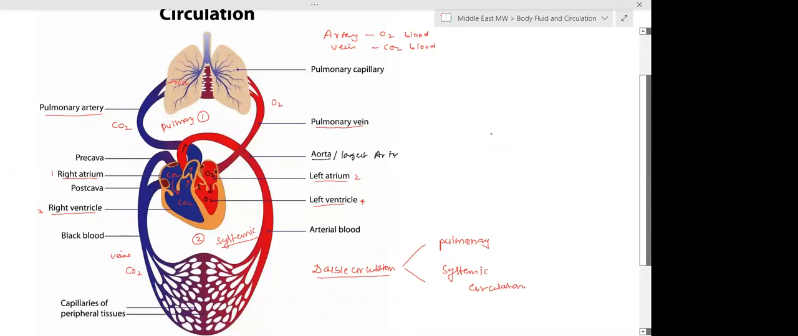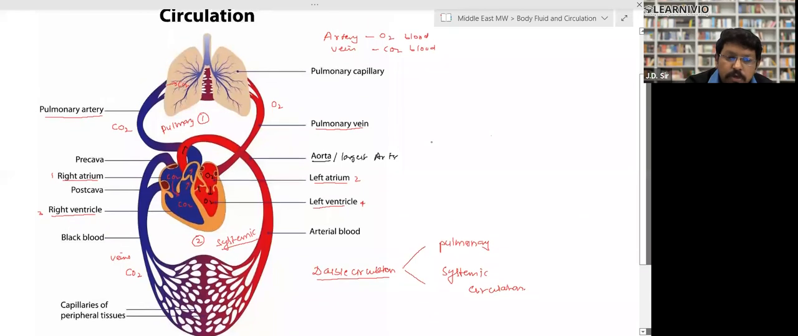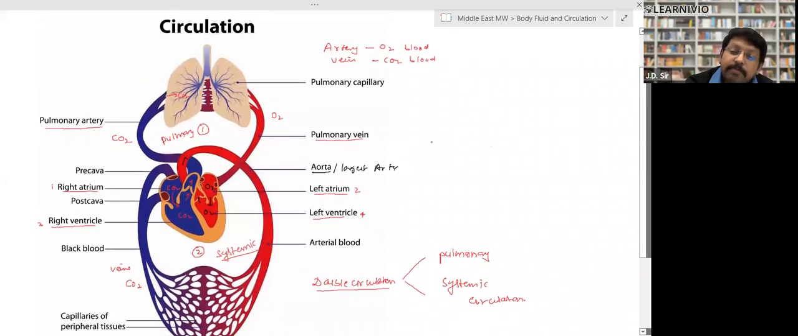Yes, sir. Sir, should we draw this diagram as well? Yeah, you must draw it because in your school examination, they will most probably ask you what is a double circulatory system. Then you have to draw this diagram. It's a very simple diagram. You have to draw it and explain whatever I have explained. Take the screenshot and draw it, right? Yes, sir.